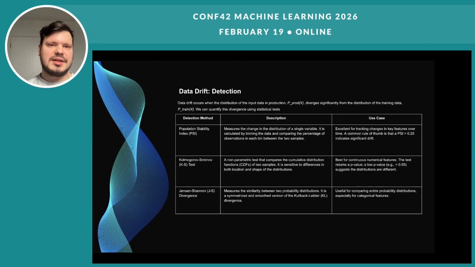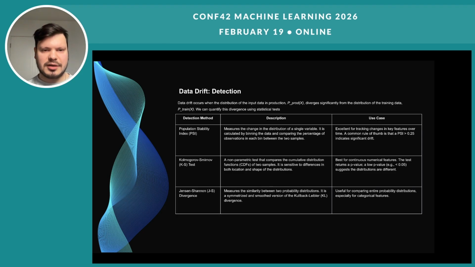So what is data drift exactly? Data drift occurs when the distribution of the input data in production is different from the distribution of the training data. So tracking this distribution is a good detection method. The first detection method is the population stability index. It measures the change in the distribution of a single variable, and it's calculated by binning the data and comparing the percentage of observations in each bin between the two samples. It's perfect for tracking key features and their performance over time.